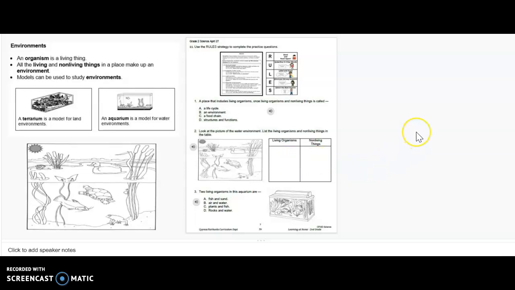Notice that I did not give you words this time. All I need for you to do is look at the picture, find all the living organisms that you can see here, and type it in this column. Look for the non-living things that you see in this picture and list it here in this column. And that is it that you would have to complete for me this week.